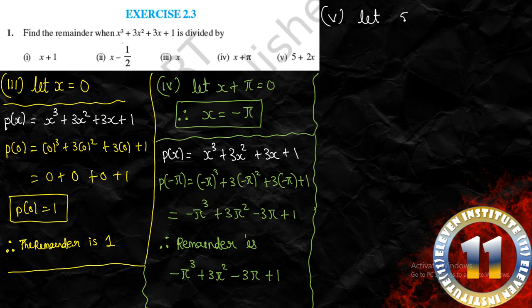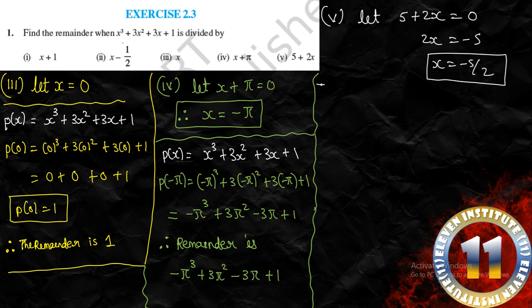Let 5 plus 2x is equal to 0. 5 will go to the other side, so we have 2x is equal to minus 5, and 2 goes to the other side, so it becomes minus 5 upon 2. So we have x is equal to minus 5 upon 2. Now we have to find p of minus 5 upon 2. So before that we will write the polynomial over here.